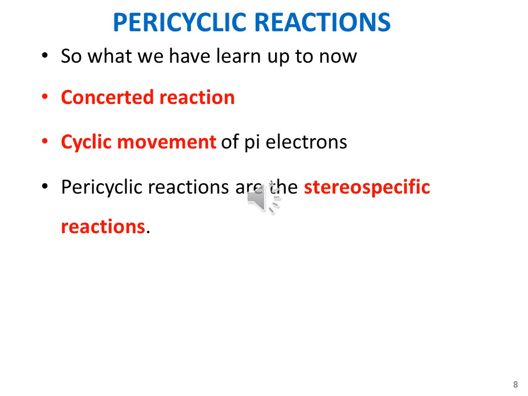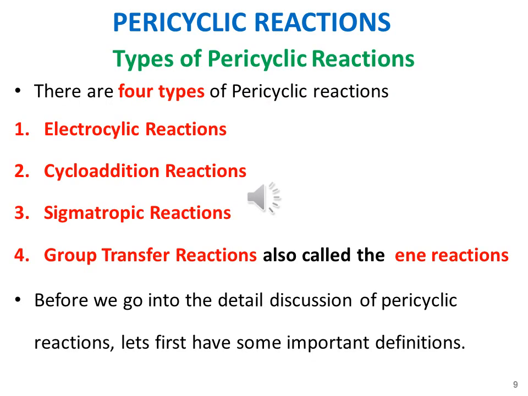So let's move on to what we are learning new about the pericyclic reaction. When we talk about the types of the pericyclic reactions, there are 4 types of pericyclic reactions named as electrocyclic reactions, cycloaddition reactions, sigmatropic reactions, and lastly the group transfer reactions. Group transfer reactions are also named as the ene reactions. Before we go into the discussions of each type of these pericyclic reactions, first let's have a look into some important definitions.